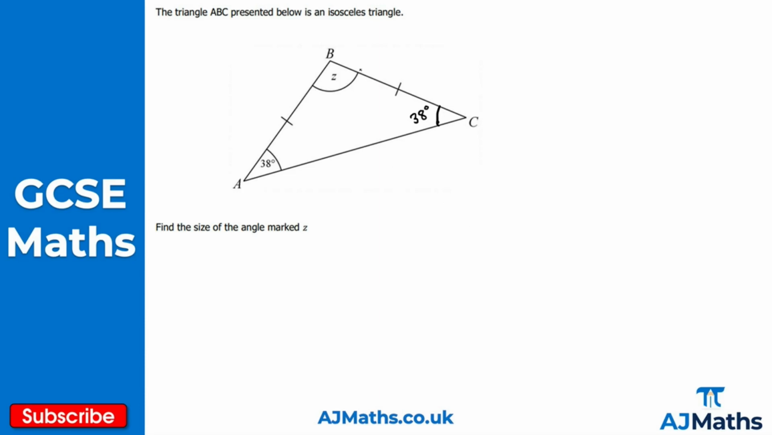Now I want this angle here, z. That's what we're looking to find. Now, what do we know about angles in a triangle? Well, angles in a triangle add to 180 degrees. So this angle here plus this angle here plus this angle here must add to 180 degrees.